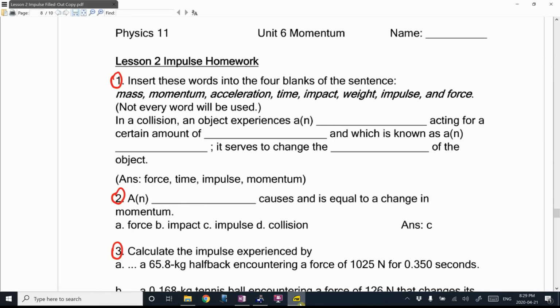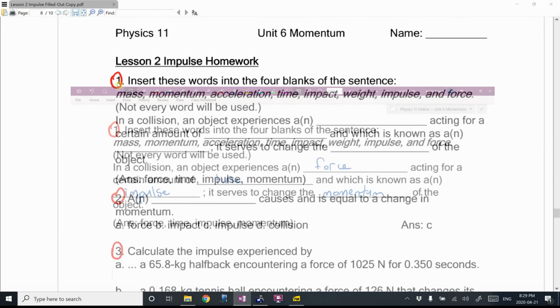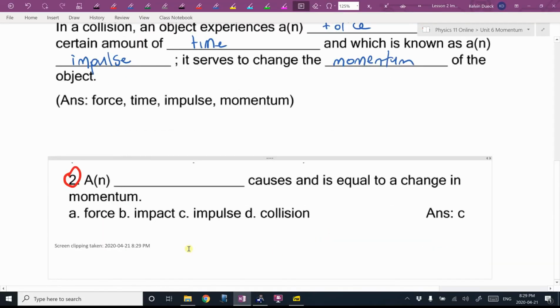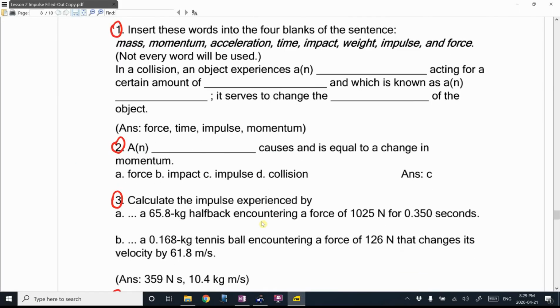Number 2. What causes and is equal to a change in momentum? Impulse. Okay. By the way, again, if you're going at a constant velocity, that means your momentum isn't changing. That means there's no impulse. An impulse will change an object's momentum.